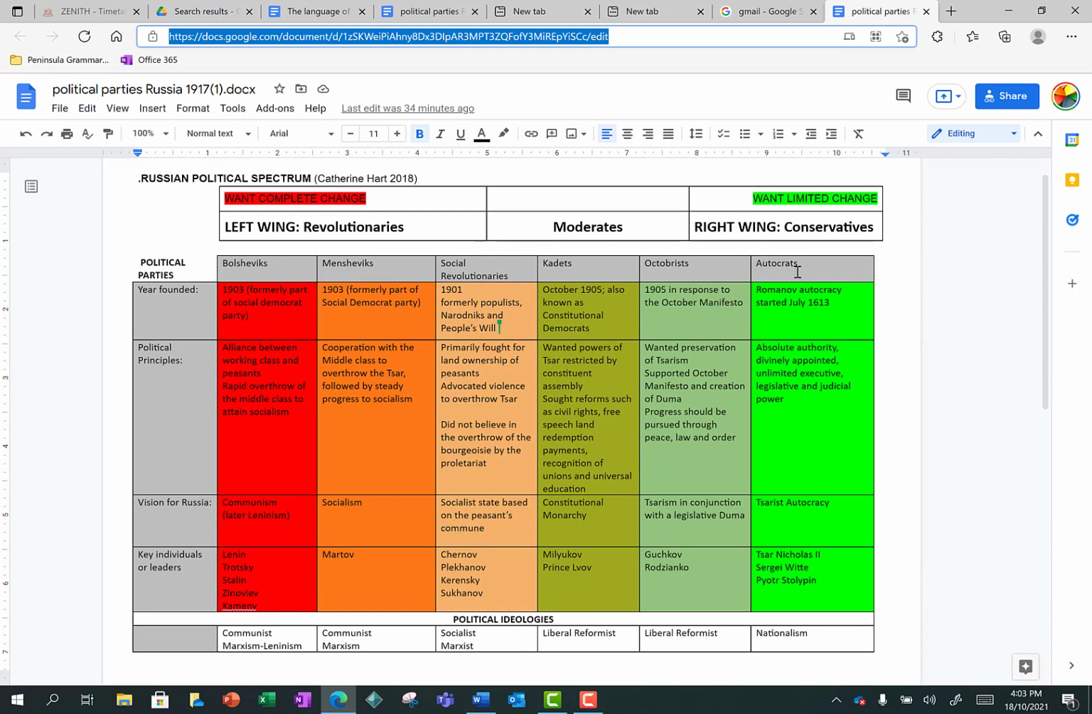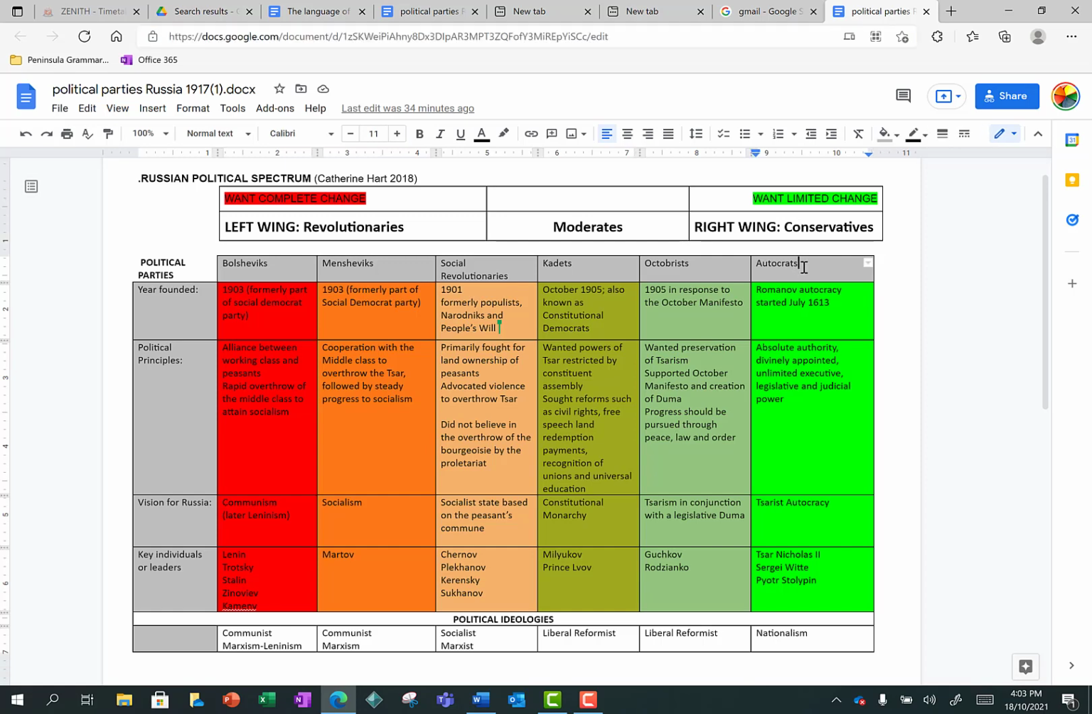So the political parties are up the top. I mean, they're autocrats, but I'm going to call them Tsarists. That might make it a bit easier for you. So you have the Tsarists, you have the Octoberists, the Cadets, the SRs or Social Revolutionaries, the Mensheviks and the Bolsheviks. And you should know that the Octoberists and the Cadets emerged as a consequence of what happened in 1905. They emerged in response to the Tsar issuing the October Manifesto.